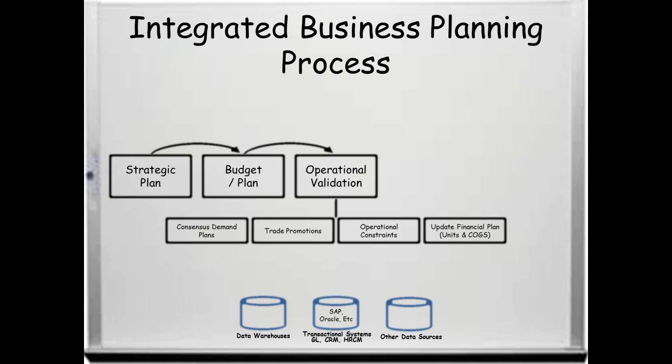Even once you've done your budget or plan, there really needs to be operational validation. A budget or plan by a finance department can't be completed in isolation. There needs to be consensus amongst the various groups, such as your operations or your sales group, trade promotions, for example, as well as updating the plan with regards to units and COGS if consensus is not achieved. Once the validation is done, it's time to cycle back to your budget and plan. And the cycle needs to happen as many times as possible.